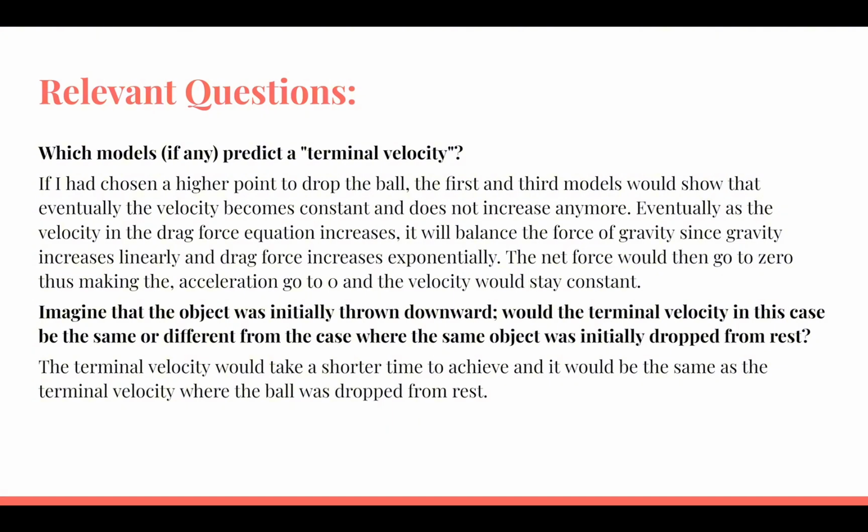Our second relevant question is, imagine the ball was initially thrown downward. Would the terminal velocity in this case be the same or different from the case where the same object was initially dropped from rest? So if our object was initially thrown downward, the terminal velocity would take a shorter time to achieve, and it would still be the same terminal velocity as where the ball was dropped from rest. We would just have a smaller delta t to get there.